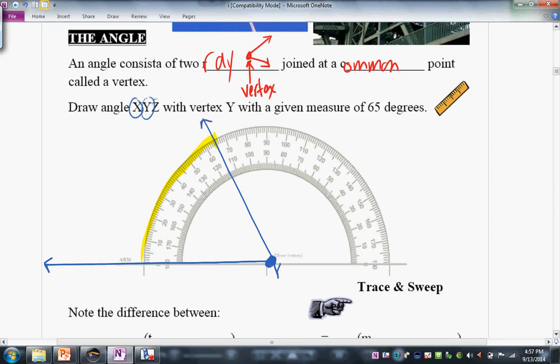And it's going to be X, Y, Z. So there's X, Y, Z. I could have gone the other direction as well. It doesn't really matter as long as Y is in the middle.